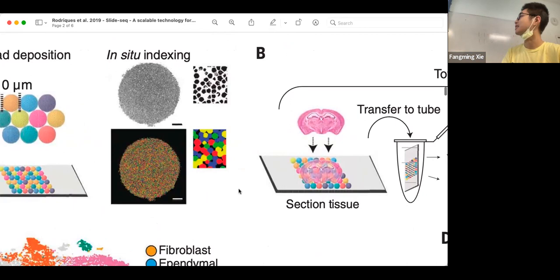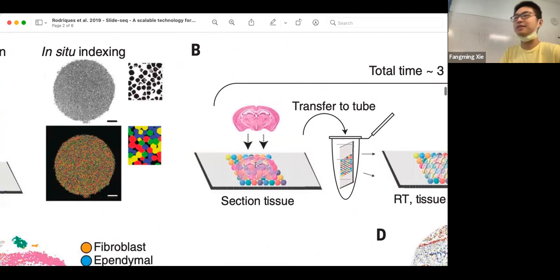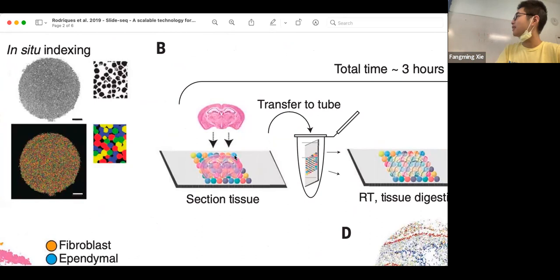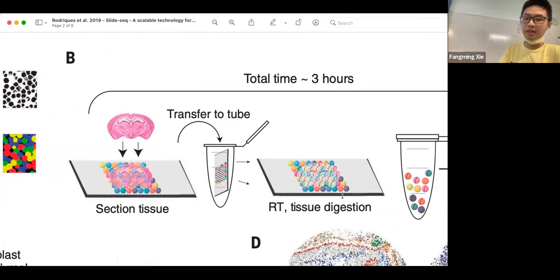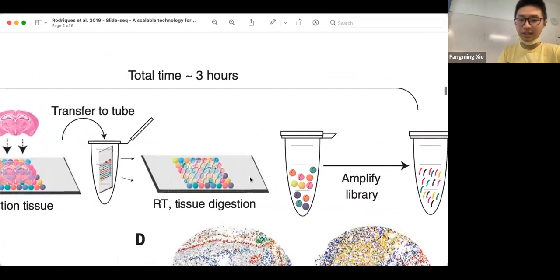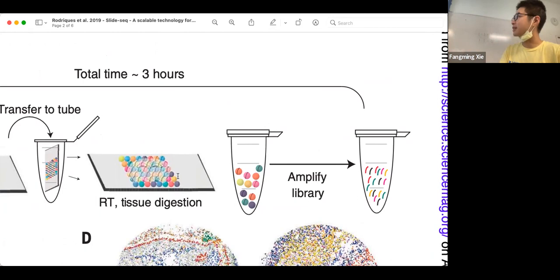So then you section the brain into a thin section and put it onto the slide. You need to transfer the mRNA from the tissue section to the surface. Then each mRNA gets captured by a bead, and one bead can capture many different mRNAs local to that bead. Then you do RT. RT means reverse transcription, which is another way of saying once you capture the mRNA, you convert it into DNA on the bead. And then tissue digestion, removing everything else. Then you pool the RNAs you captured and reverse transcribed into a tube.